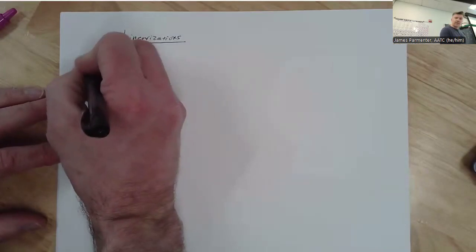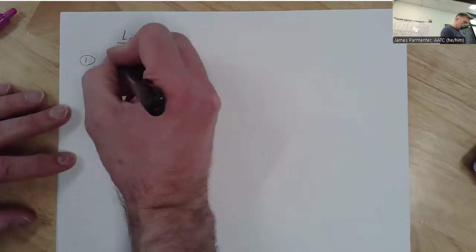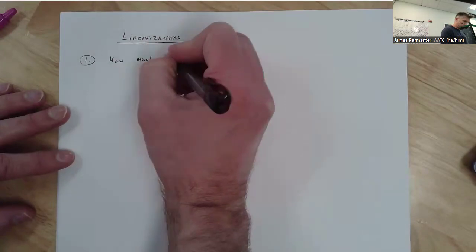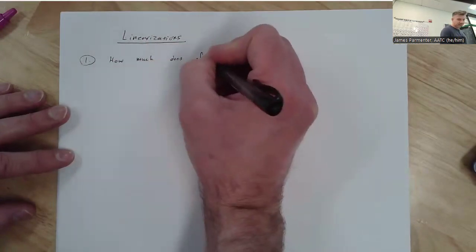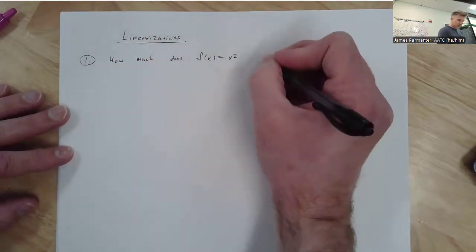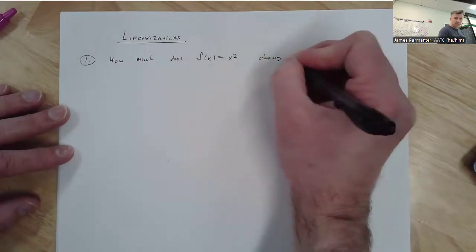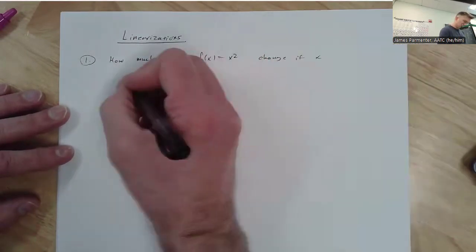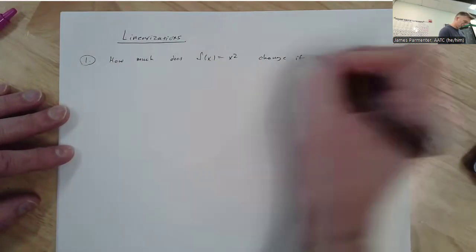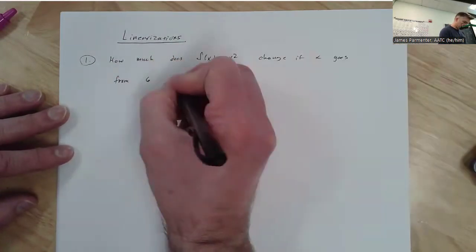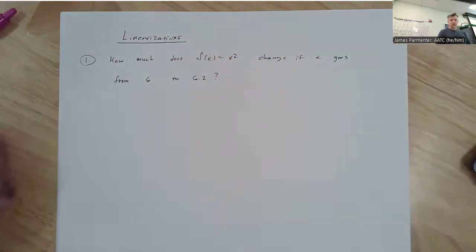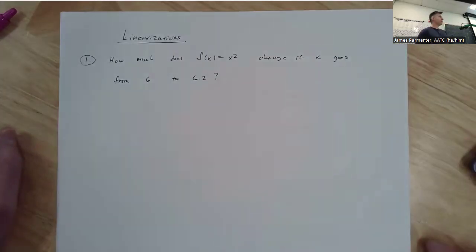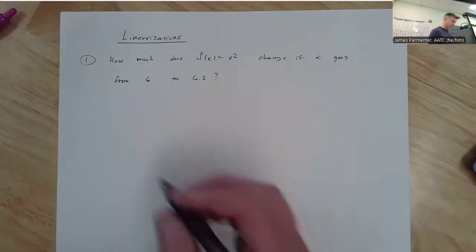So here's maybe a somewhat typical-ish question for linearization. Let's start with a 1 again. How much does f of x equal to x squared change if x goes from 6 to 6.2? Well, we could just calculate it. In fact, let's do that first.